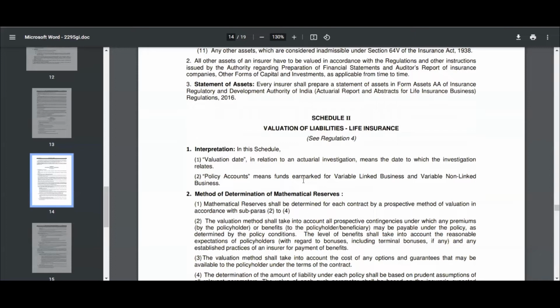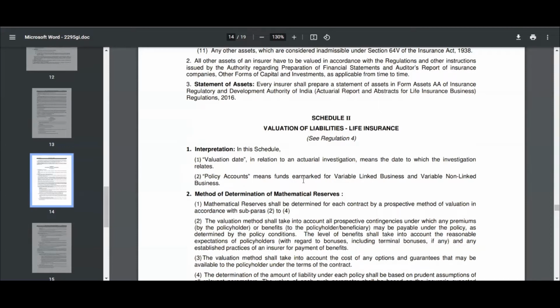Now, valuation of liabilities is obviously because asset and liability, these are balance sheet items. So this will be calculated at a particular date, right? And since these are calculated at a particular date, valuation of liabilities would be related to a valuation date. A valuation date means the date of investigation on which the actual investigation is carried out.